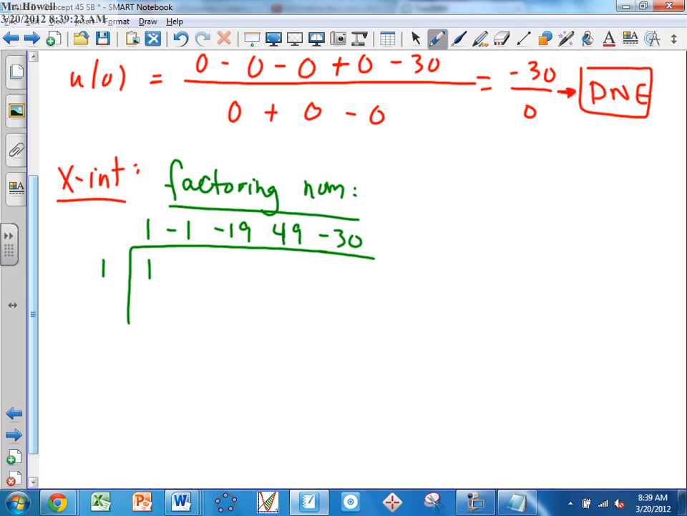1, 1 by 1 is 1. 1 minus 1 is 0. 0, negative 19. 30. Very good. Now, immediately, this tells me that that is a root. So one of my factors of my numerator is x minus 1. That's one of them.